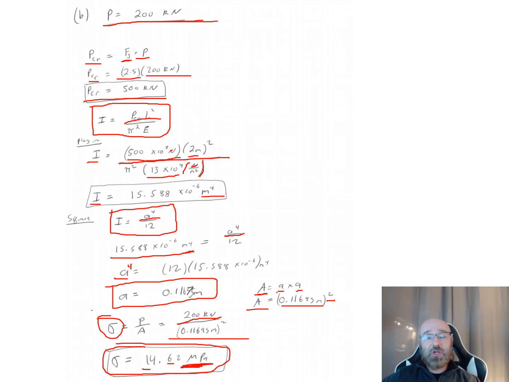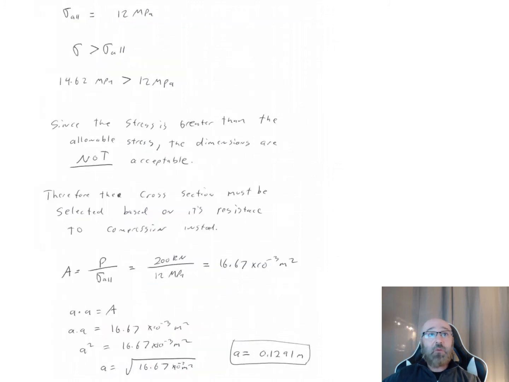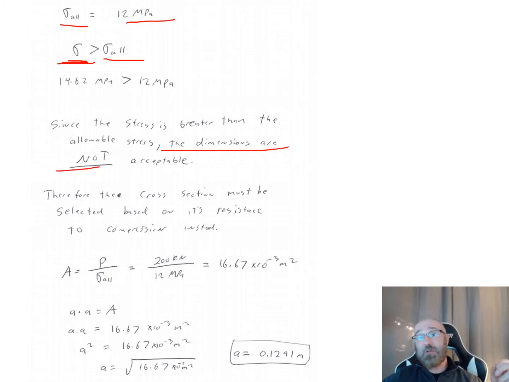Let's pay attention to our units here. Now what we want to do is compare that to our allowable stress. Going back to our allowable stress, this was 12 megapascals. So the stress that we found with this load based on those dimensions is going to be greater than our allowable stress. Since the stress is greater than the allowable stress, these dimensions are not acceptable. So what do we do? Therefore, the cross-section must be selected based upon its resistance to compression instead.